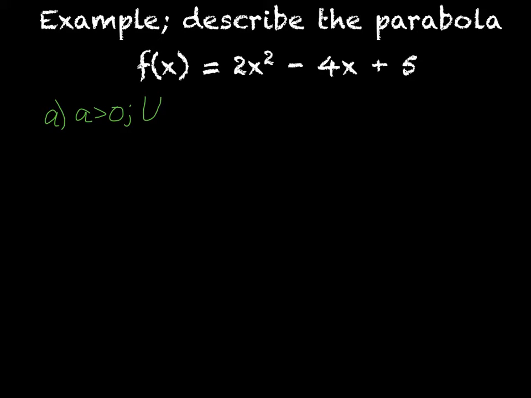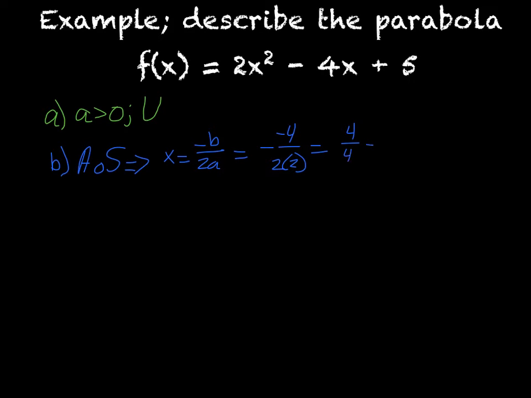For my next part here, we want to be able to find our axis of symmetry. Axis of symmetry is going to have something to do with my negative b over 2a. So x equals negative b over 2a. My b is negative 4, so negative negative 4 over 2 times my a, which is 2. So double negative is going to make it a positive 4 over 4, or 1. So my axis of symmetry is x equals 1. So it opens up, and then the axis of symmetry is at x equals 1.